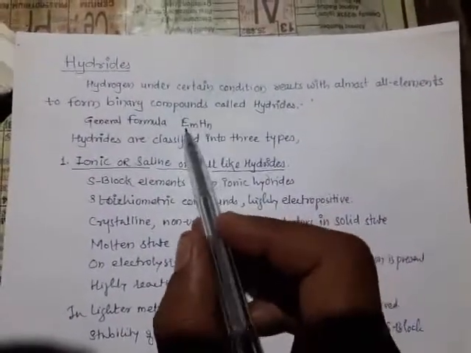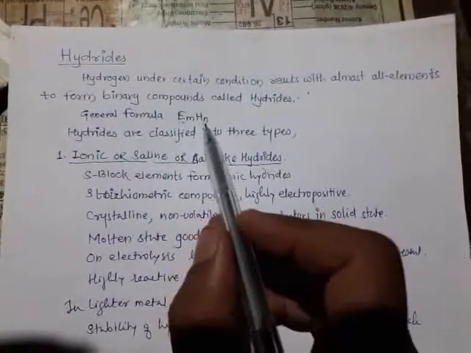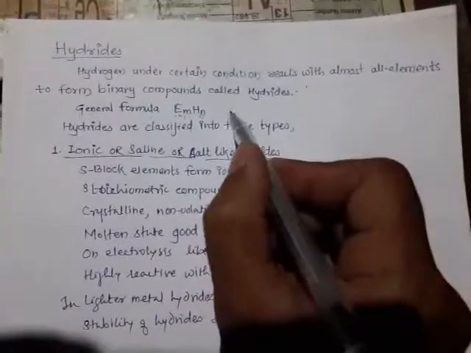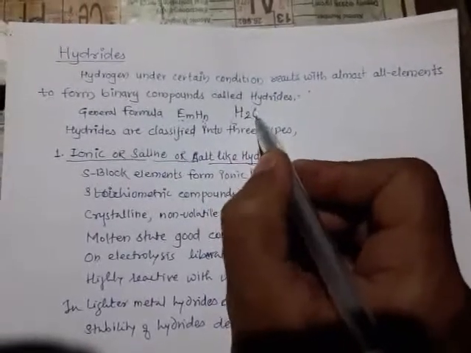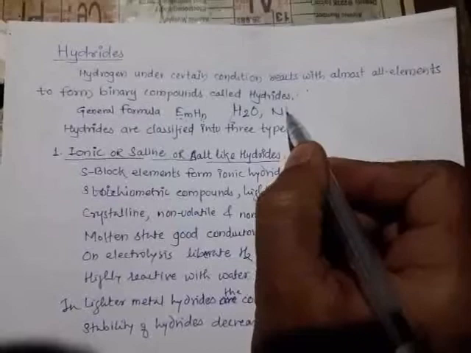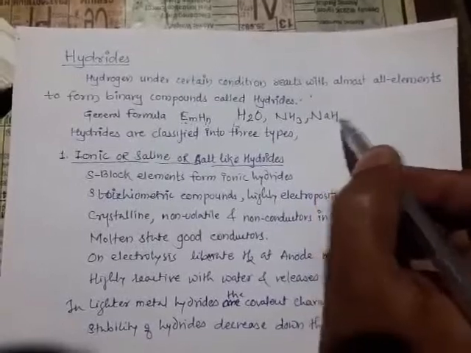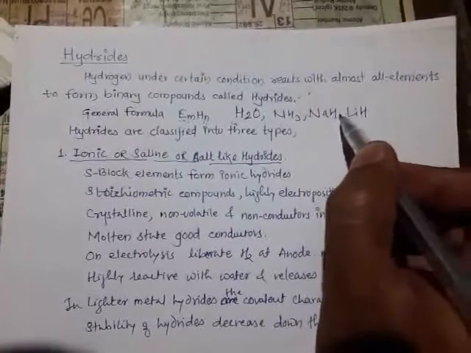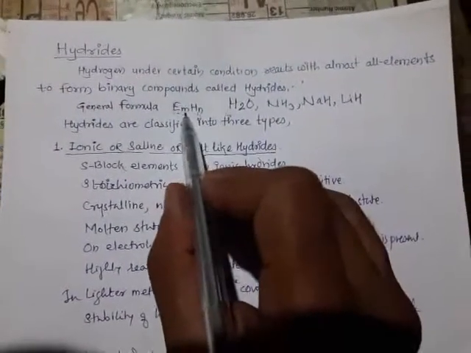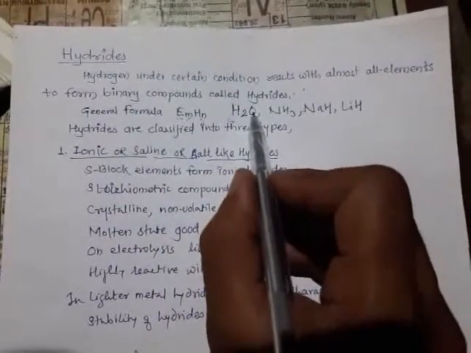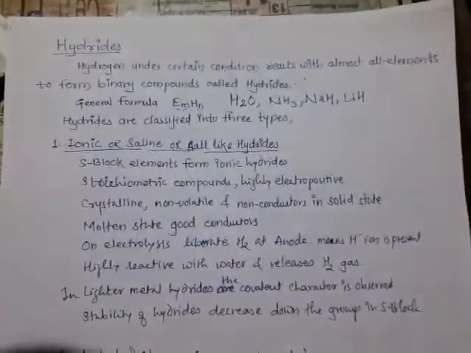The general formula for hydrides we can write is EMHN. Examples of hydrides: H2O, NH3, NaH, LiH. These are hydrides, binary compounds. In the general formula, E is an element and H is the hydrogen atom.